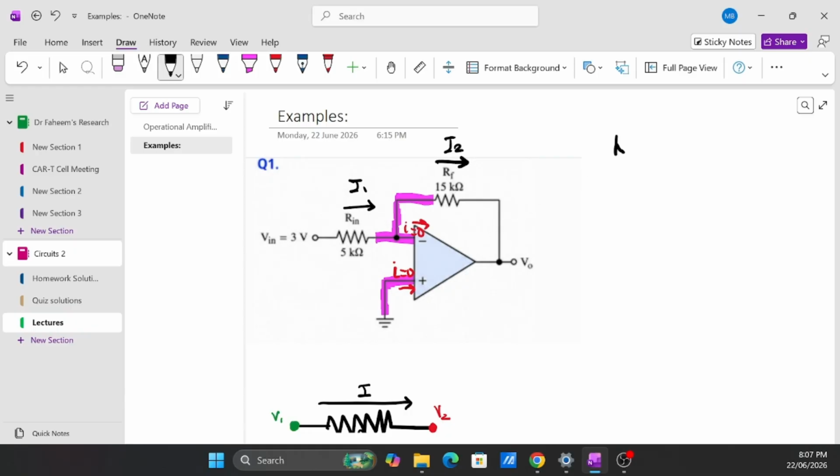Now using KCL, Kirchhoff's current law, current in is equal to current out. So I1, that's the current that goes inside the node, is equal to I2 plus I-guess, which is 0, so it doesn't really matter. So we know from the KCL that the current that goes through this resistor is equal to the current that goes through that resistor.